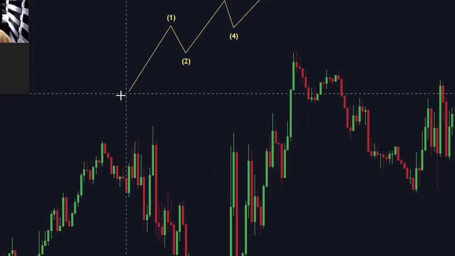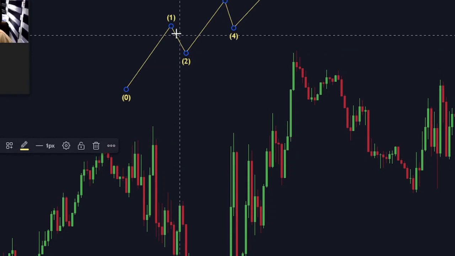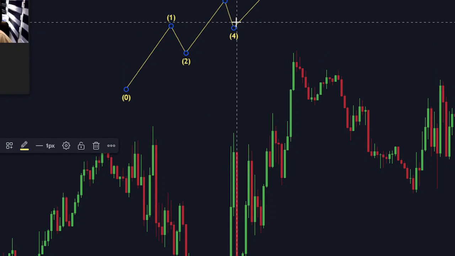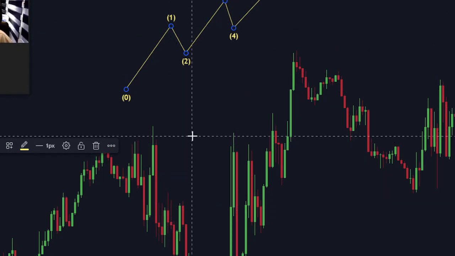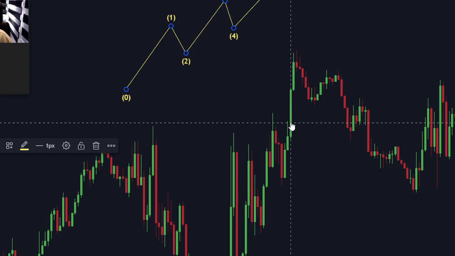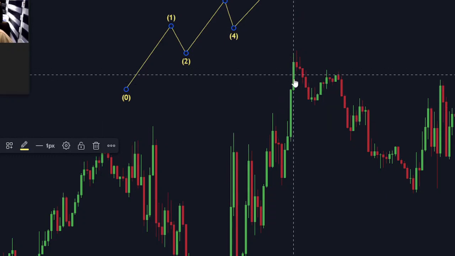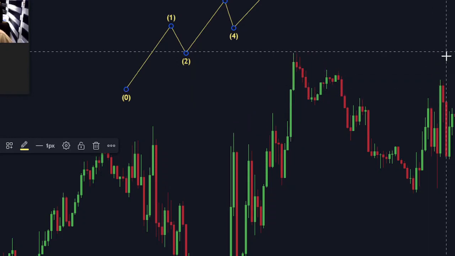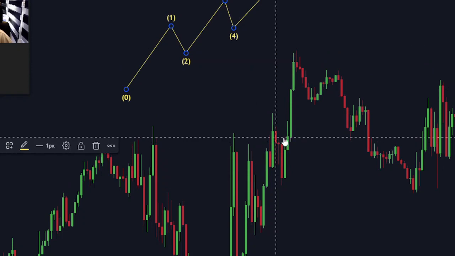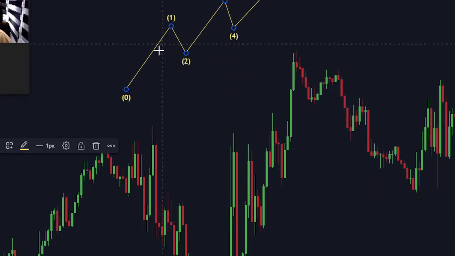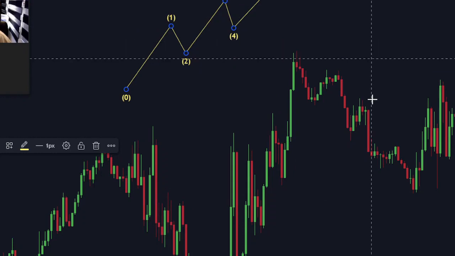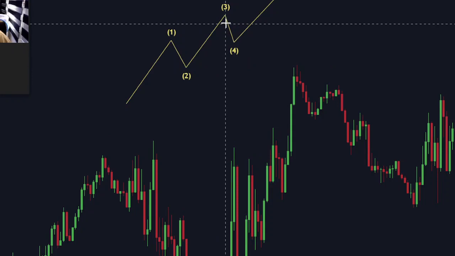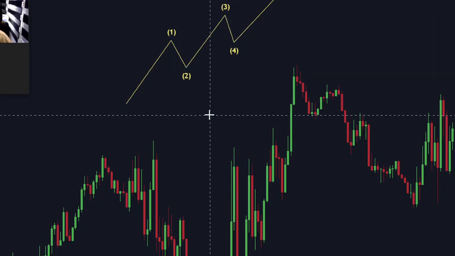You understand? So waves one, three, and five are impulsive types of movement. They move out, they have volume in them. These impulsive moves are wave one, wave three, and wave five. They are always impulsive. But wave two and wave four are corrective in nature.